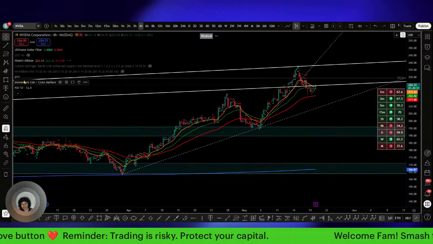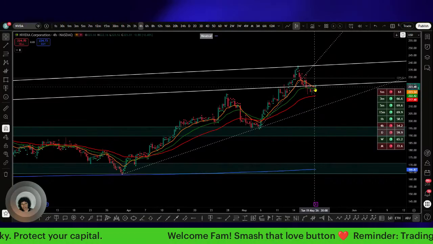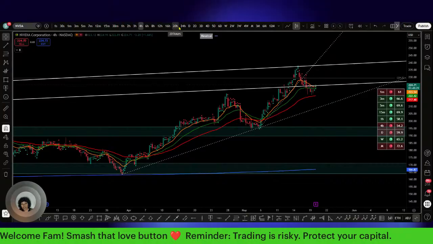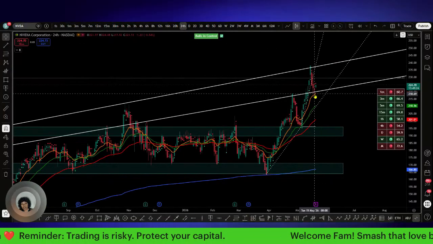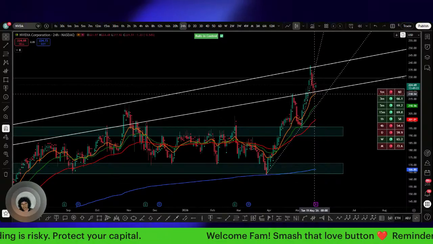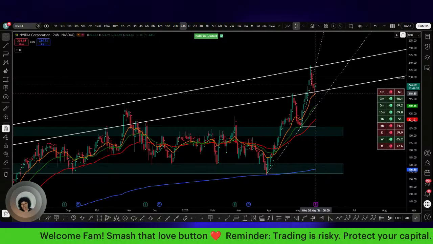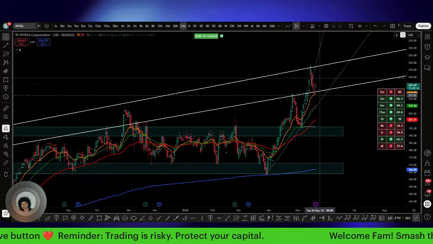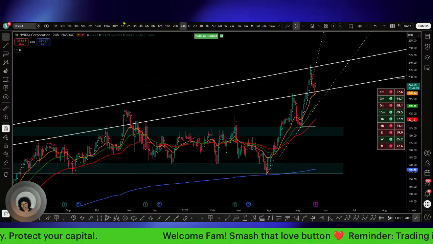Let's take a look at this. You can see we're still holding everything in here. Still looks pretty beautiful. If I zoom out to maybe a 24-hour time frame, you can see exactly what I was talking about, just that tap right here. So we remained in bullish territory for NVIDIA.